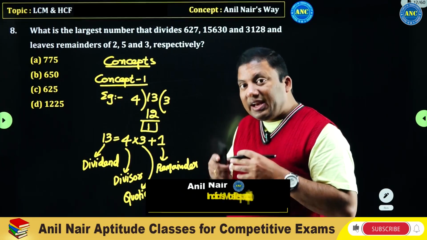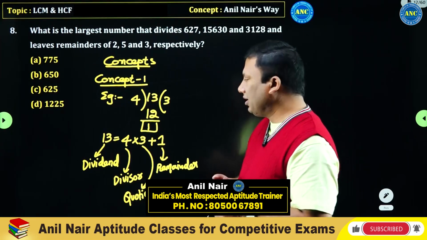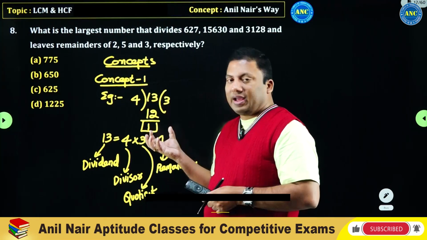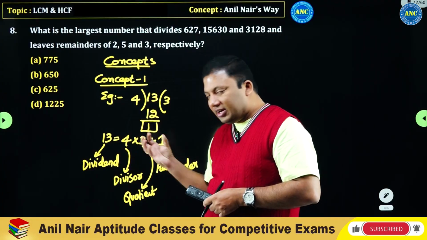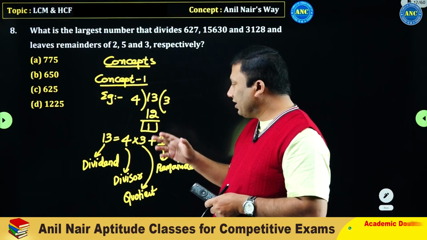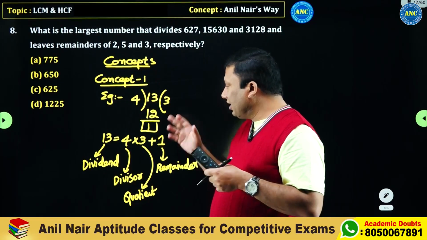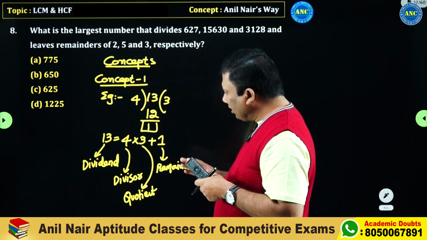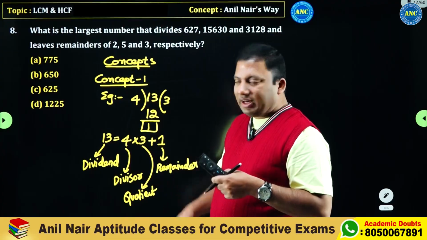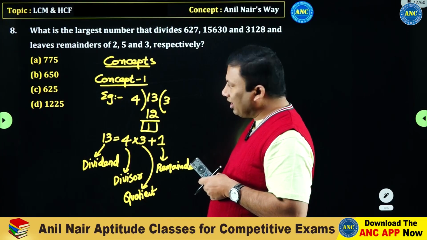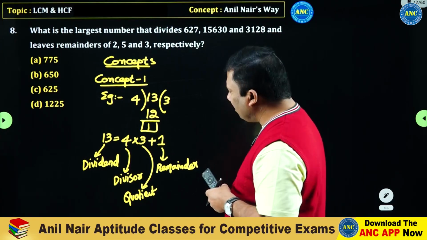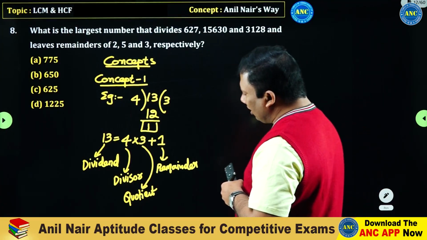A number is getting divided by another number. The number which is getting divided is called the dividend. The number which is dividing is called the divisor. How many times it is dividing is called the quotient. What is left over is called the remainder.